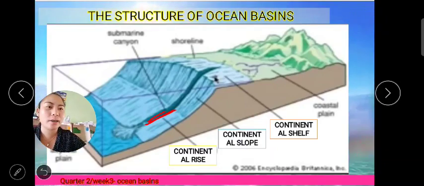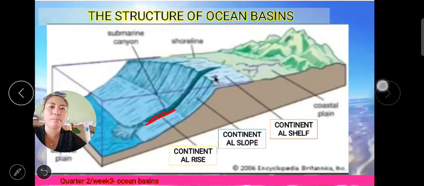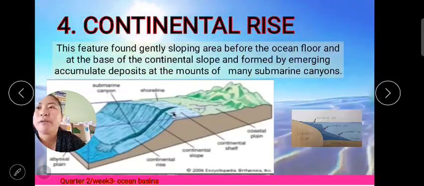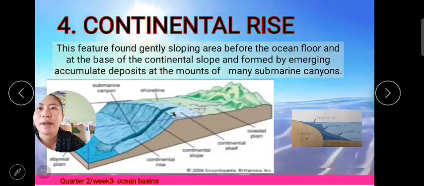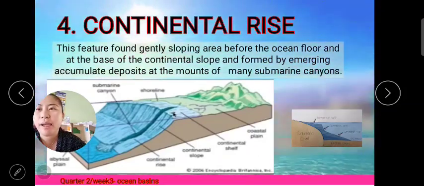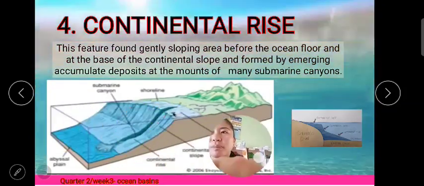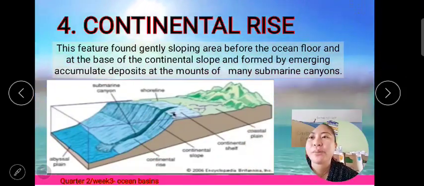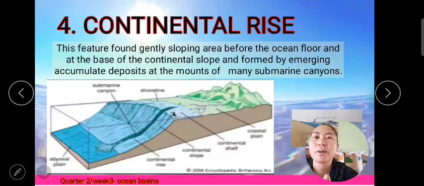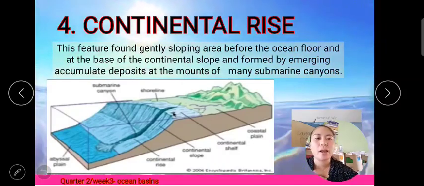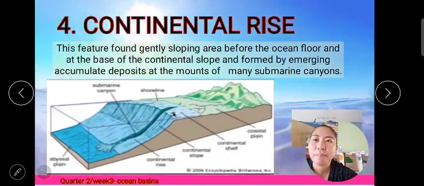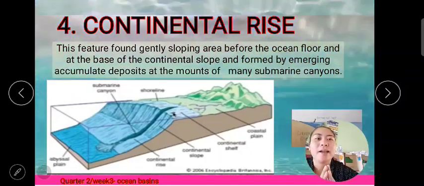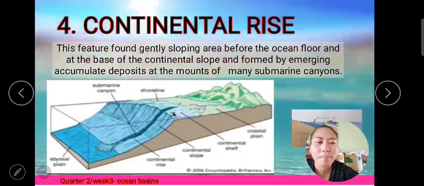Ano naman kaya si continental rise? Continental rise, this feature is a gently sloping area before the ocean floor and at the base of the continental slope, formed by accumulated deposits at the mouths of many submarine canyons. This is where the ocean truly begins. Take note of that. Continental rise is where the ocean truly begins.